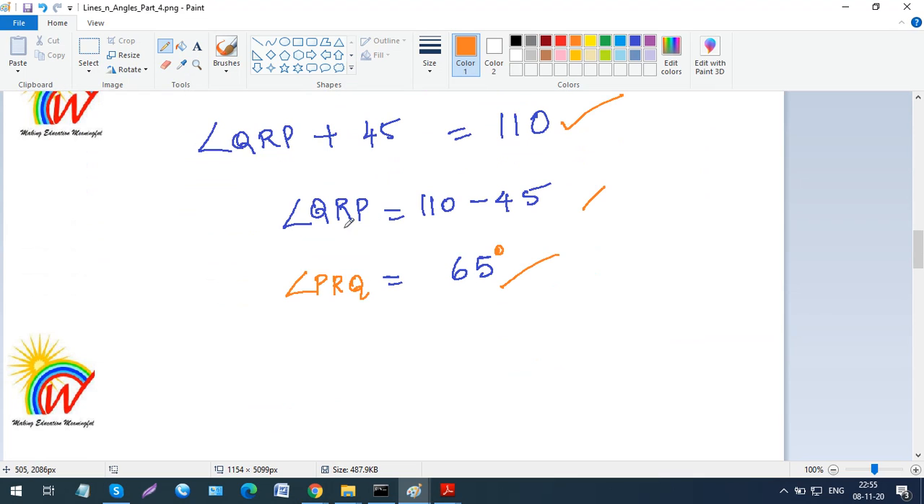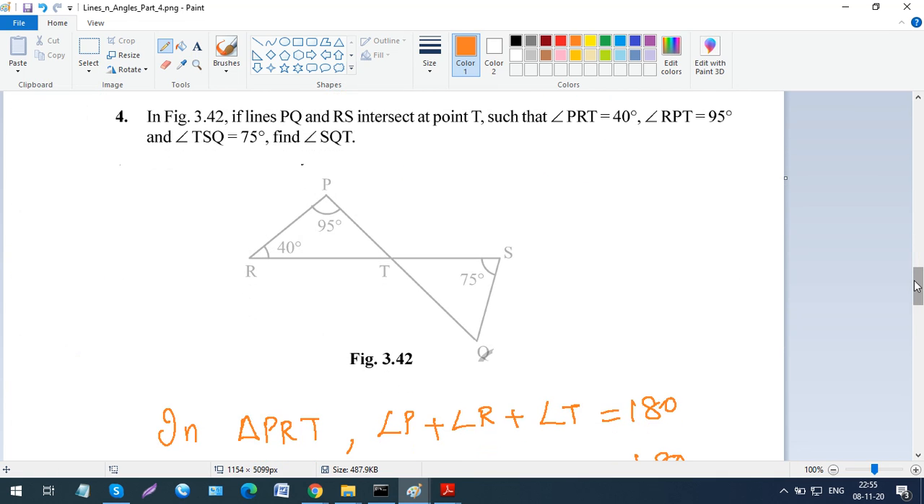So basically the angle whose letter is written in the middle is what indicates the angle, and PR and RQ are the rays which contain this angle. Okay, all right, now let's come to the next question.